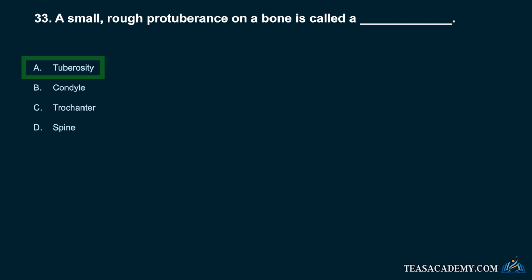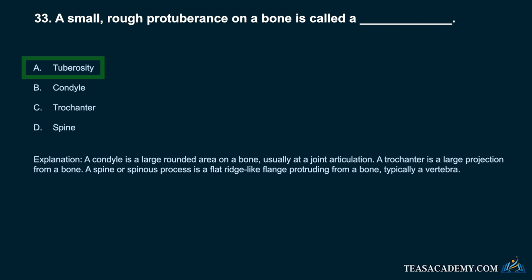Correct answer, A. Tuberosity. A condyle is a large rounded area on a bone, usually at a joint articulation. A trochanter is a large projection from a bone. A spine or spinous process is a flat ridge-like flange protruding from a bone, typically a vertebra.